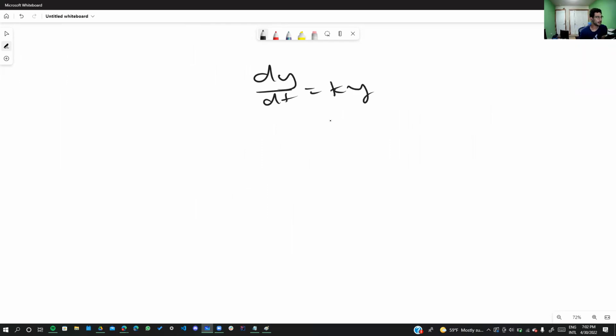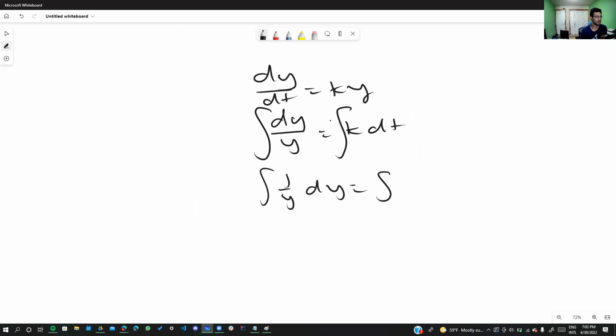Then, if you want to do separation of variables, you can put all the y's onto one side. So you do dy over y is equal to k dt. Then you can take the integral on both sides. So you have the integral of 1 over y dy equal to the integral of k dt. k is a constant, just a proportionality constant, so you can put k on the outside. Then we have k times the integral of dt over here. All right.